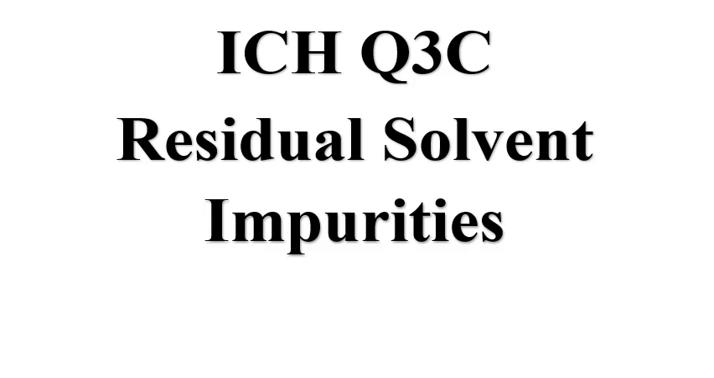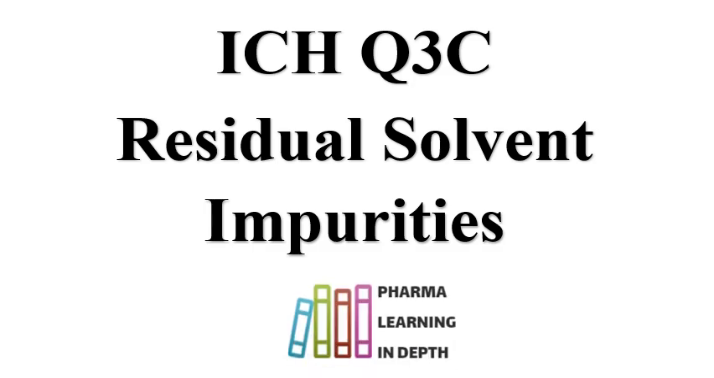Welcome to the video on the ICH Q3C guideline for residual solvents and volatile impurities. There are various types of impurities: organic impurities or related substances, inorganic impurities which involve elemental impurities, then nitrosamine impurities, and residual solvents as impurities.